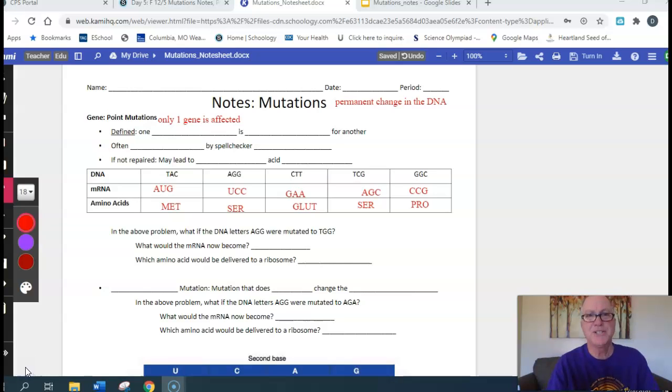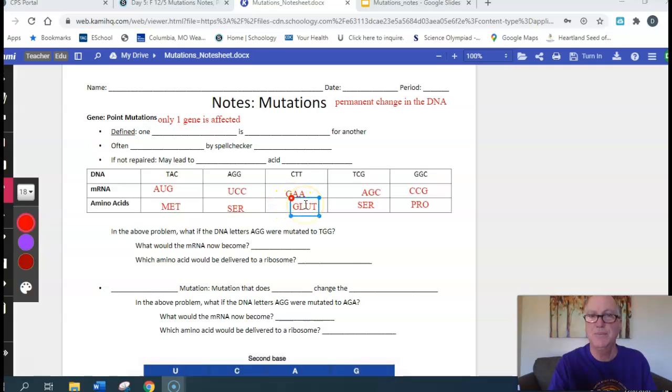All right, let's check your answers here. Hopefully, when you transcribe DNA into messenger RNA, you found that T went to A to U, C to G. So you should have gotten UCC, GAA, AGC, CCG. And this messenger RNA would leave the nucleus, go to a ribosome, and the amino acids that the ribosome would put down in the correct order would be methionine first, then serine.